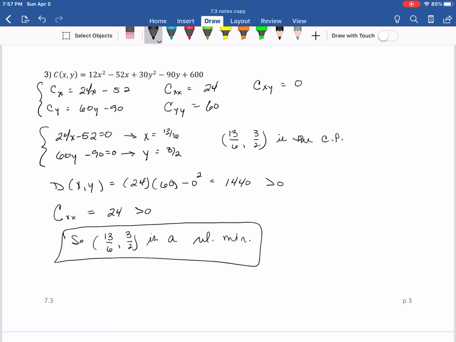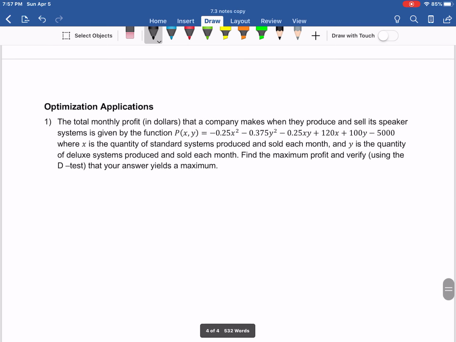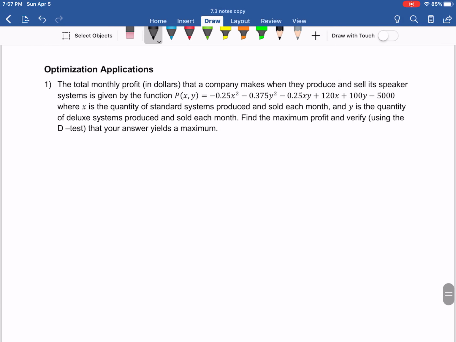So what you can see here is the result from example 3 that's been worked out. You should have gotten 13/6, 3 halves as your critical point. That is a relative min. If you need to pause the video to find any mistakes that you may have made, please feel free to do so. The next part that we're going to discuss is applications involving optimization.